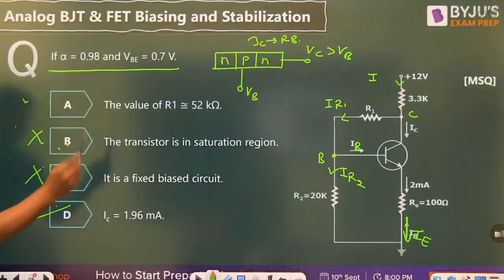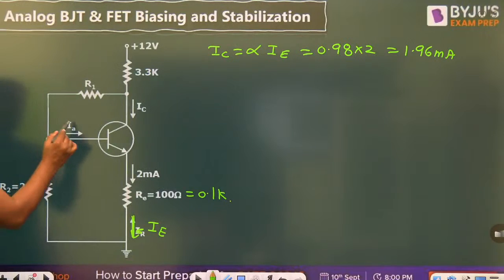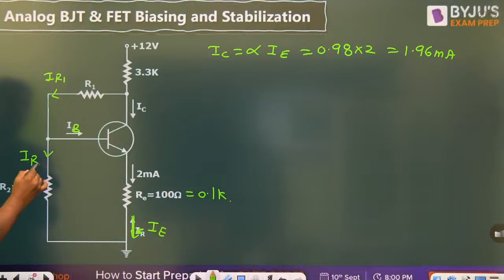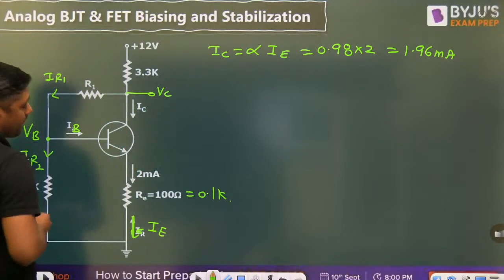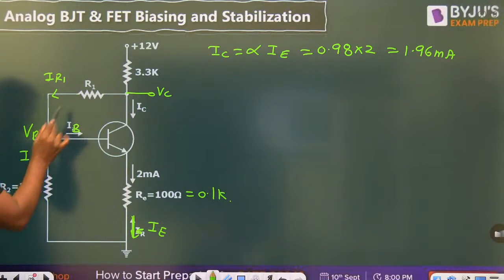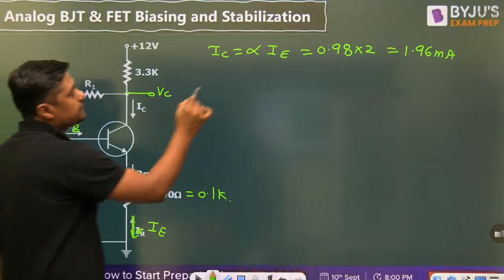This is correct. Now we have to check the value of A. We have to find the value of R1. How can we find the value of R1? Remember, this current is base current IB. This current is IR1. This current is IR2. Let the voltage at this point with respect to ground be VB. Let this voltage be VC. Then, if you have the value of VB, VC minus VB divided by IR1 will give the value of R1.